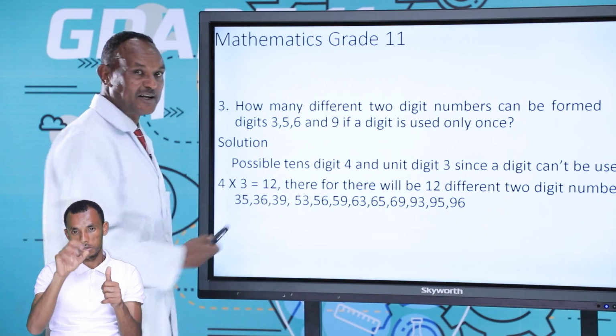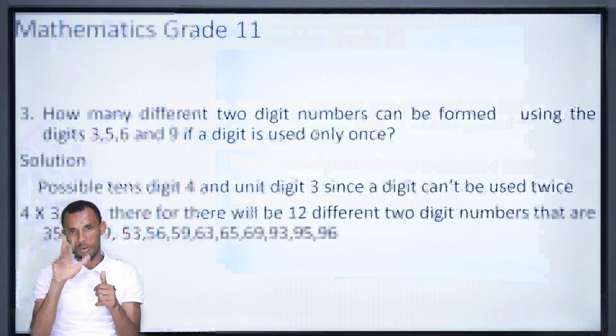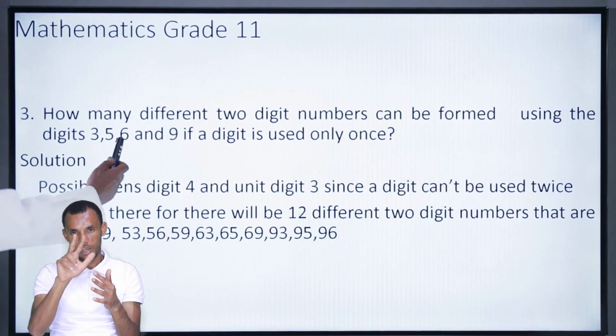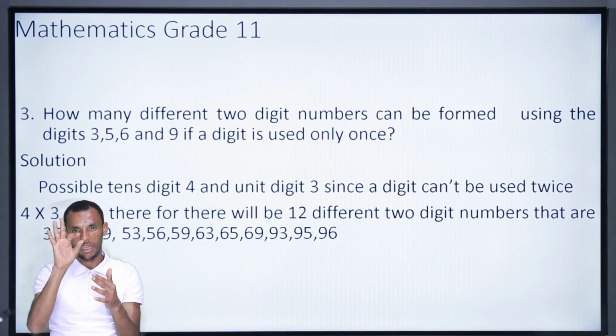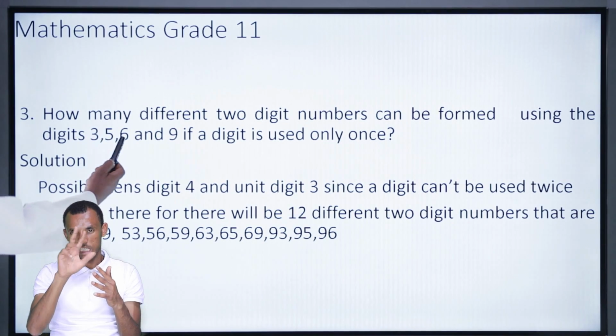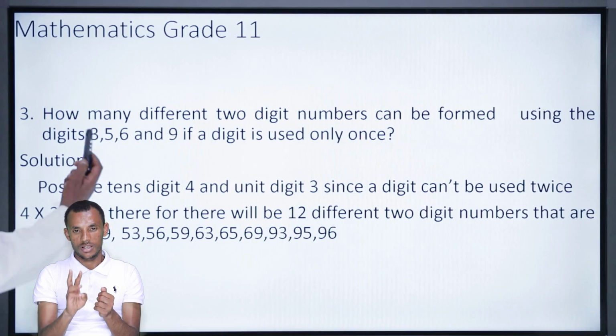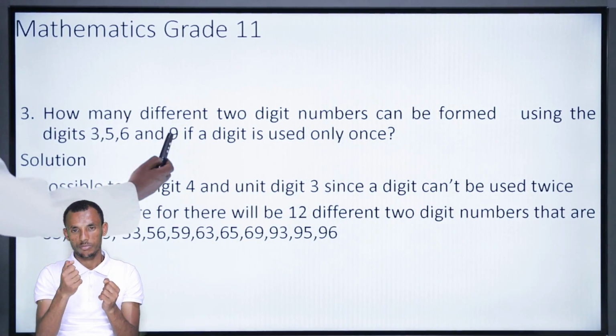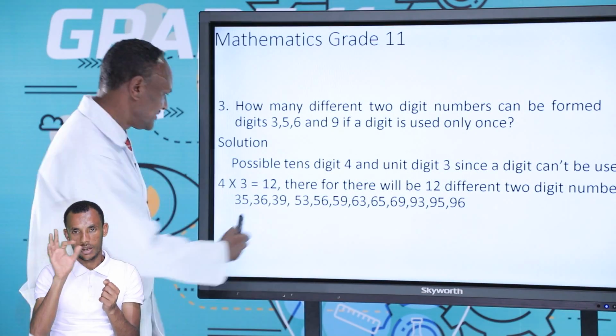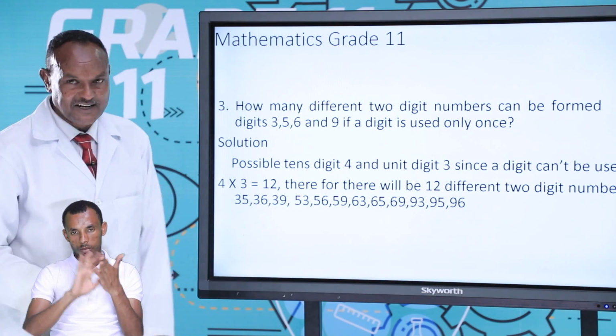36, 39, two-digit numbers beginning with 3. 53, 56, 59, again beginning with 5. 63, 65, and 69, beginning with 6. Beginning with 9 as the tens place, 93, 95, 96. That is the total numbers which are listed over here.